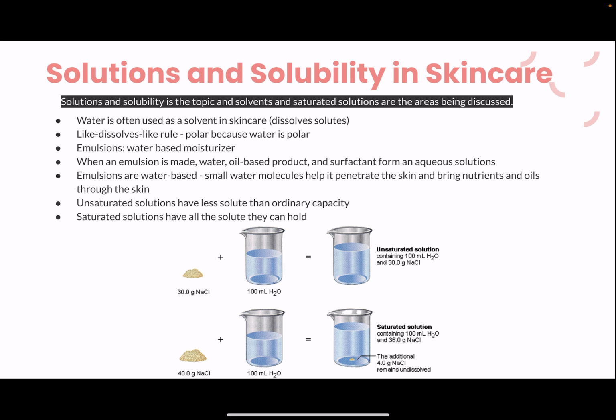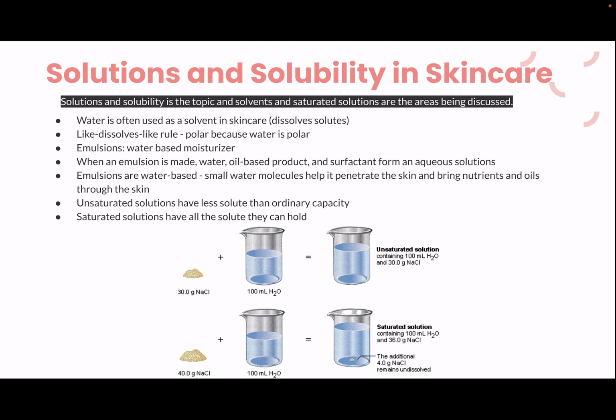Water is a commonly used solvent in skincare products, meaning it dissolves solutes, most likely polar substances based on the like dissolves like rule, since water is a polar substance. Emulsions are water-based moisturizers that are aqueous solutions formed by water, an oil-based product, and a surfactant. They are beneficial because the small water molecules facilitate penetration through the skin, bringing nutrients and oils.